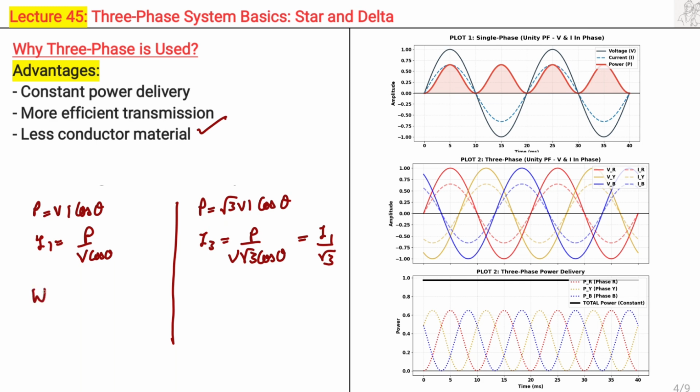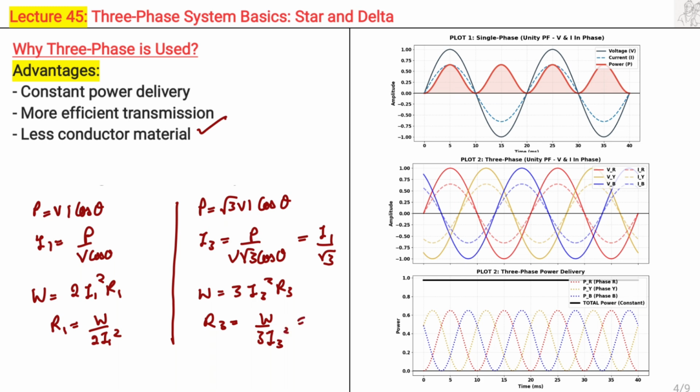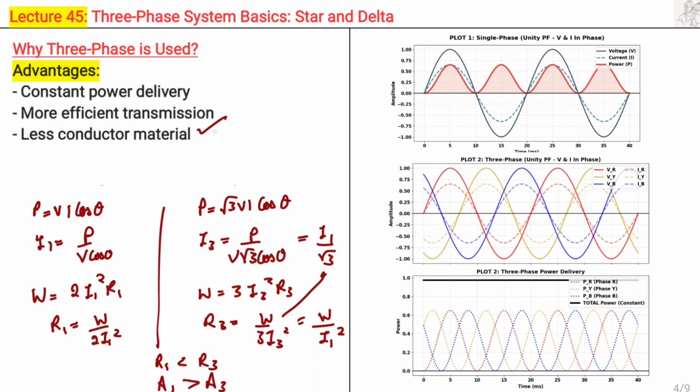Now the power lost is equal to 2 I1 square R. Therefore the resistance for this case will be W by 2 I1 square, but in the three-phase case the power loss is equal to 3 I3 square R3. Now R3 is simply W by 3 I3 square, and when we put the value of I3 like this, we get W by I1 square. Therefore R1 is less than R3, and since resistance is inversely proportional to area, A1 is greater than A3. Therefore less conductor material is used in a three-phase system.